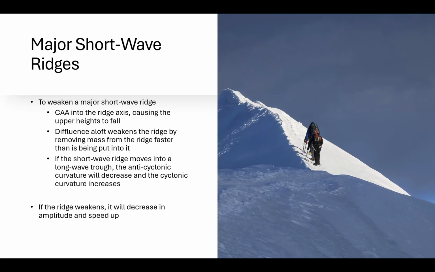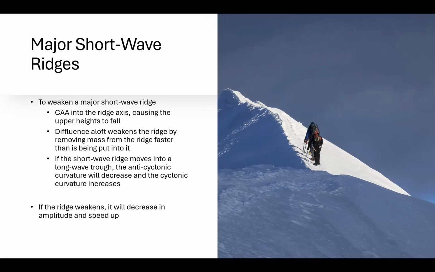And then the opposite effects occur for major shortwave ridges as far as weakening them. Cold air advection into the ridge axis causes upper heights to fall, and upper level ridges want heights to rise. So they really like warm air advection. Diffluence aloft will weaken the ridge by removing mass from the ridge faster than is being put into it. And then if the shortwave ridge moves into a long wave trough, the anticyclonic curvature will decrease and cyclonic curvature increases. And if the ridge weakens, it will decrease in amplitude and again speed up.